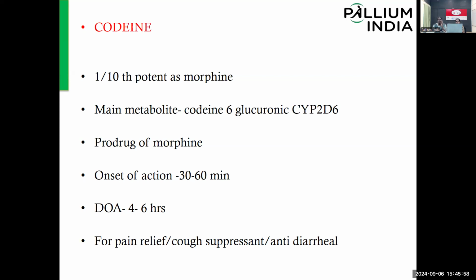And the onset of action is 30 to 60 minutes. That means if we are giving codeine, the action will start after 30 to 60 minutes, and the medicine will be in our blood, or the concentration of the medicine in our blood, for 4 to 6 hours. So we can give it 6th hourly or 4th hourly. It is mainly for pain relief, as a cough suppressant, and for antidiarrheal use. But I think now we are using codeine less commonly because of its side effects.